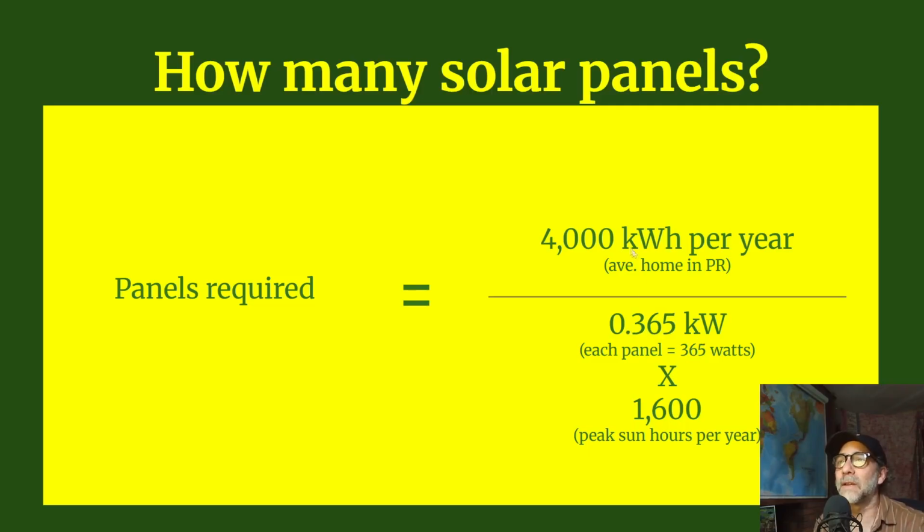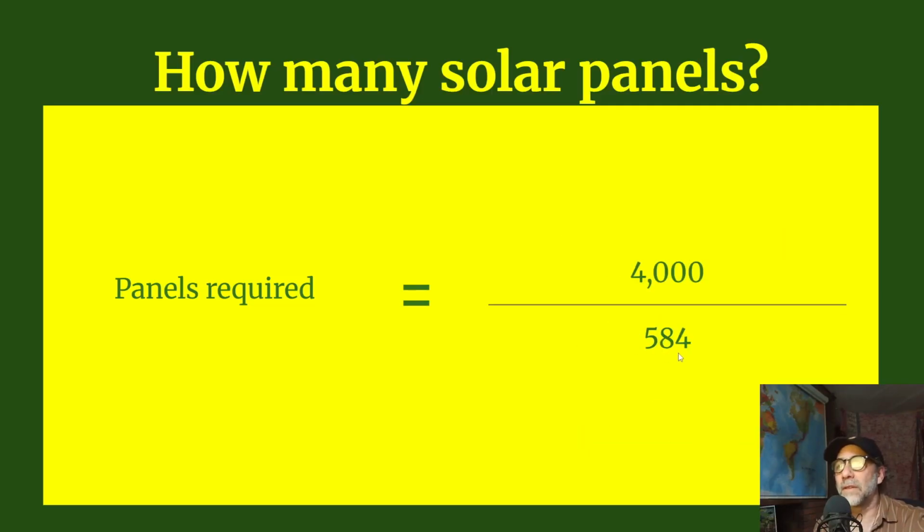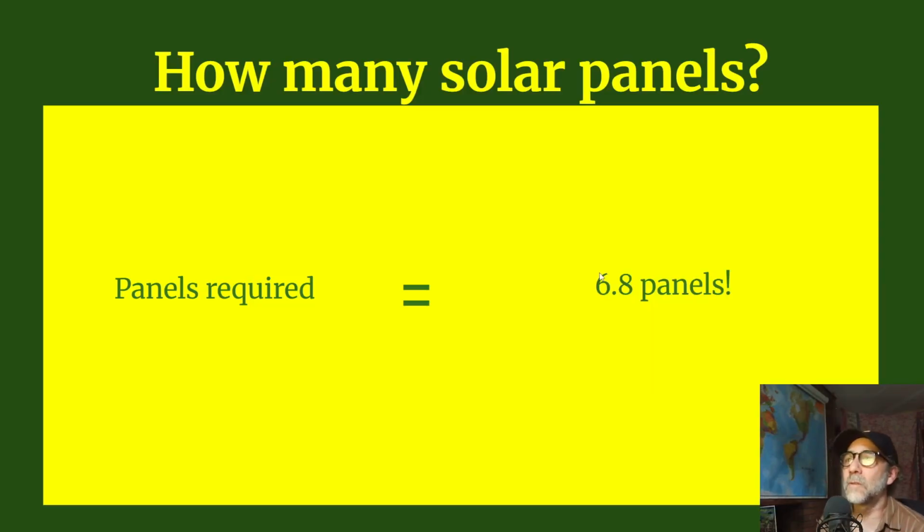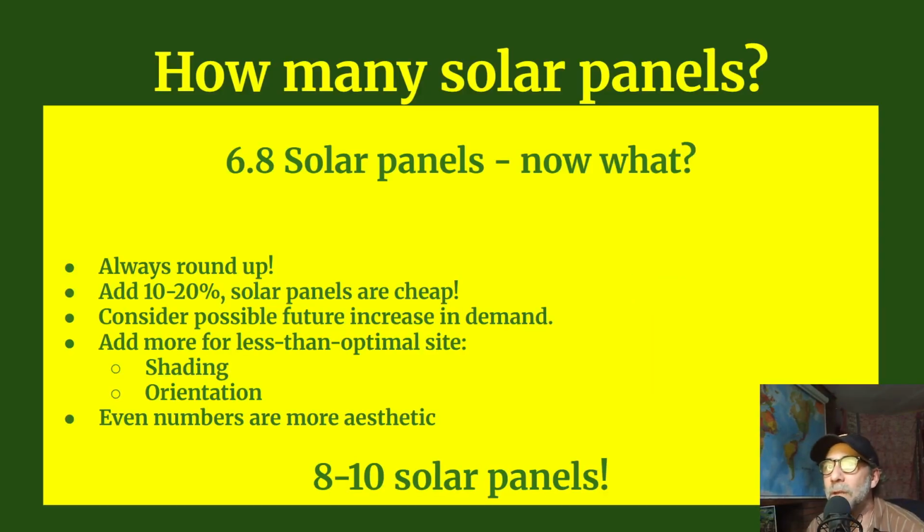Why are we doing that? Because we have to make sure that these units match. What we do is multiply these two together. 1,600 times 0.365 equals 584. Now we're going to divide these two numbers, and what do we get? 6.8 solar panels.